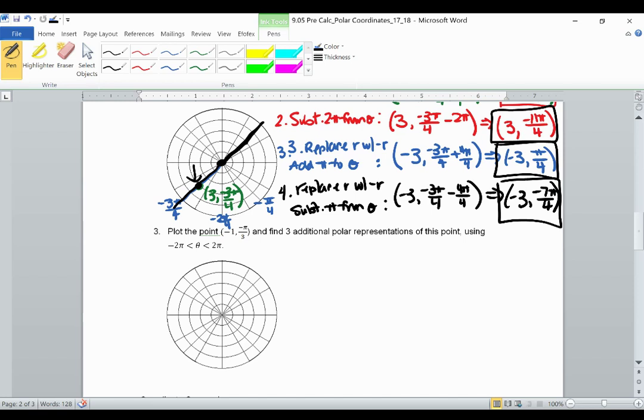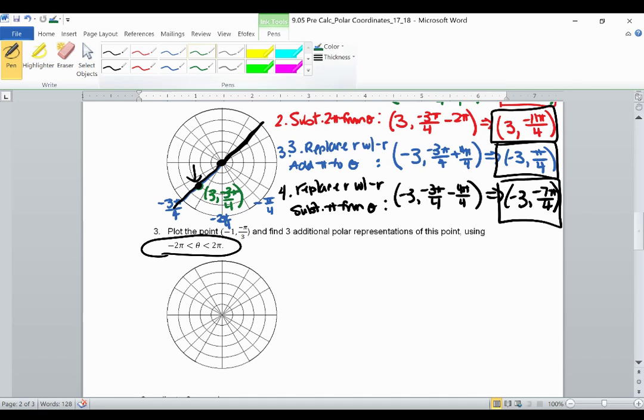Okay, for number 3, it says plot the point, find 3 additional polar representations of this point using negative 2 pi is less than theta, which is less than 2 pi. So just a little bit different in the end. We're going to have to reject one of our answers because we want to make sure they're all between negative 2 pi and 2 pi. So feel free to pause right here and try this one on your own. I'm going to go through it as well, though.